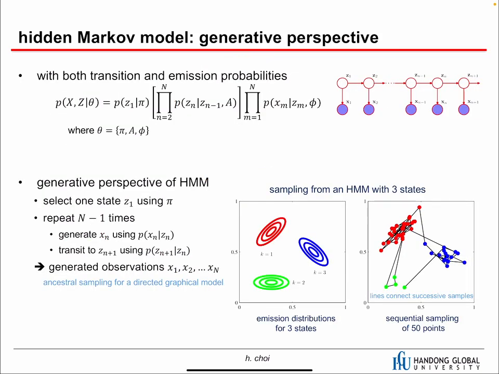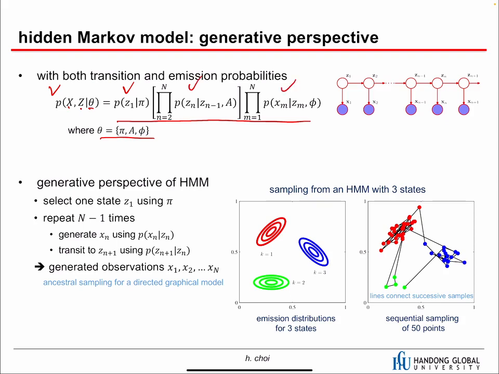Before talking about the three main problems in the HMMs, I want to summarize the HMM architecture from a generative perspective. First, with transition and emission probabilities, the likelihood of the HMM can be defined by this: P of the observations and the latent variables given all the parameters. It has the first state, and from n-1 to n the transition probability and the emission probability.